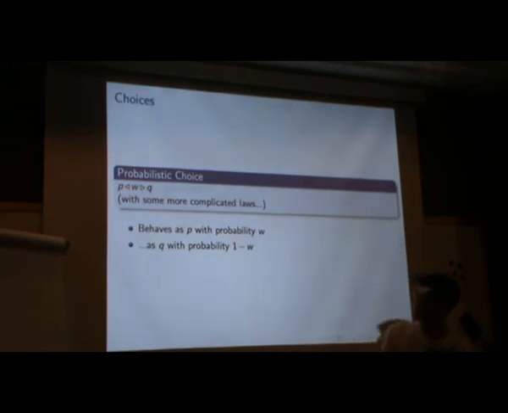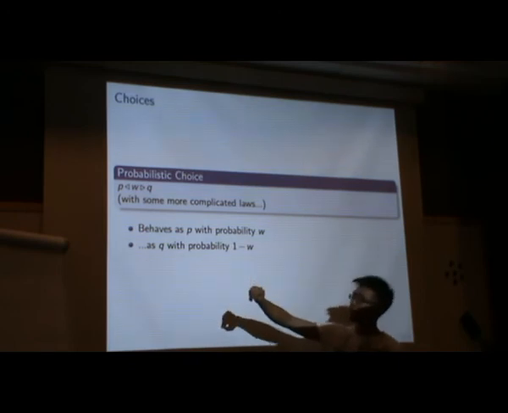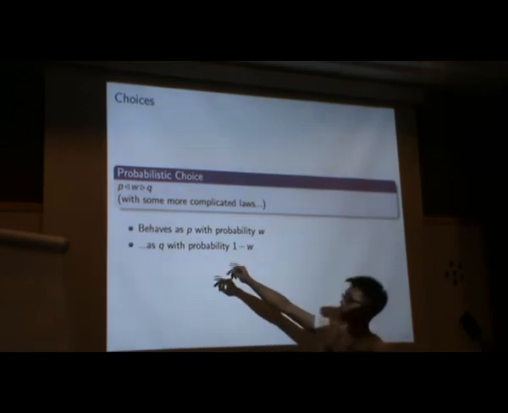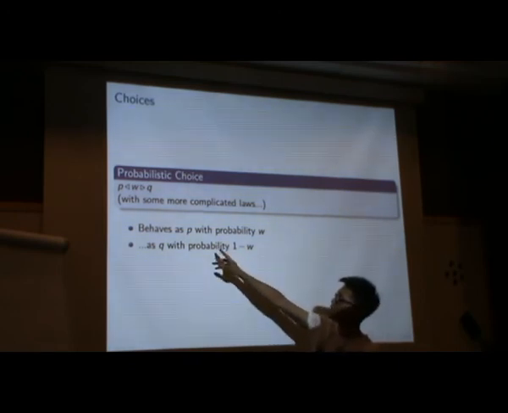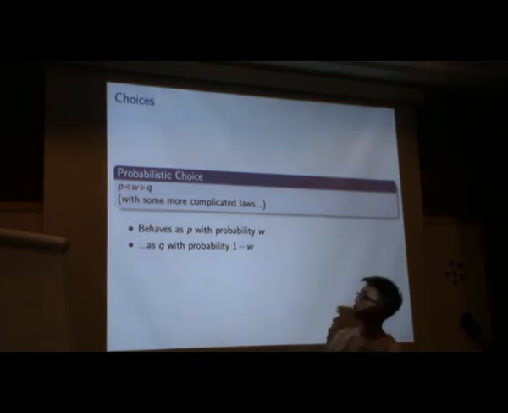Let's also introduce probabilistic choice, which is a bit more complicated. So I'll just say that this is some notation which takes two computations P and Q and behaves as P. So P W Q behaves as P with probability W and Q with probability 1 minus W.